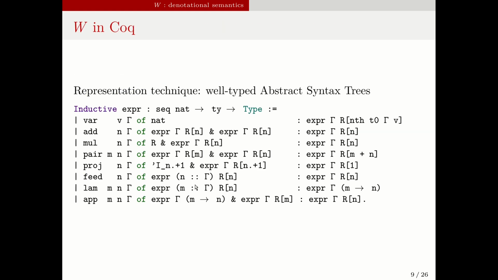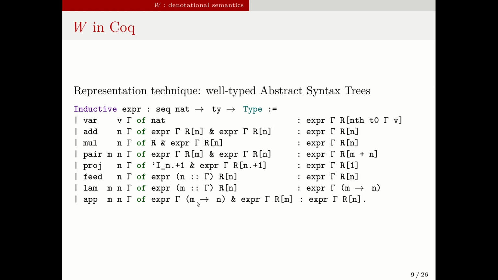The first step is to represent W syntax in Coq, and for that purpose, we will use a well-known representation technique, well-typed abstract syntax trees. Thus, the Coq type for every expression will include the gamma and the type of the expression. This technique allows us to do interesting things, such as return the type for variables using the list nth function, which will return the nth element of a list. In this case, the nth element corresponding to the variable b.